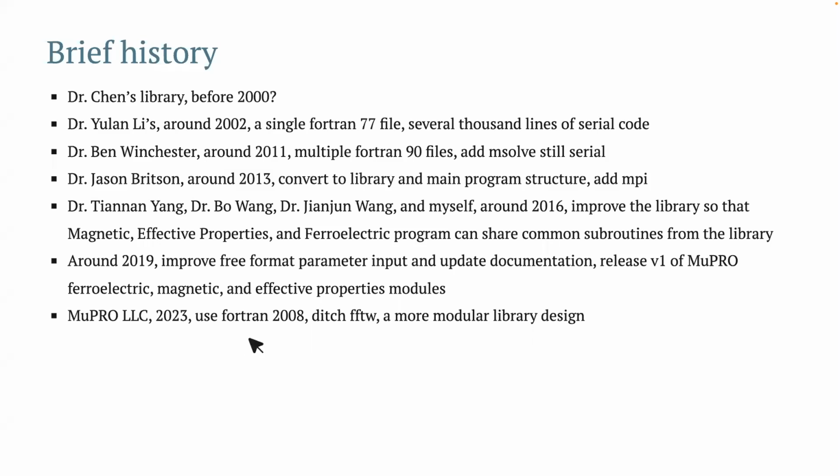And so in this new release, I'm updating to Fortran 2008, and also I ditched FFTW and switched to the Fourier transform in Intel MKL. And even though I didn't change any of the core logic or algorithm part of the library, I did almost completely change the structure of the library code and give it a more modular design. Yeah. So that's the history.